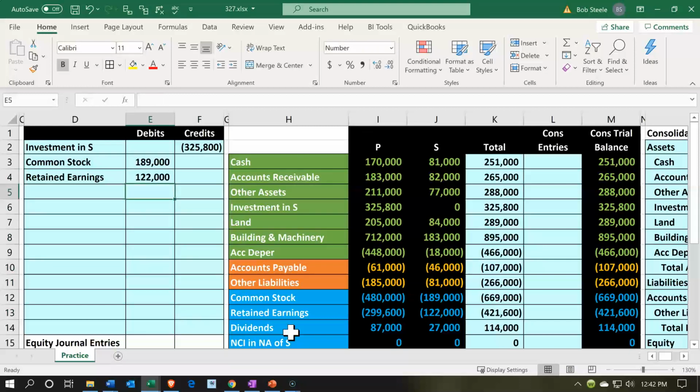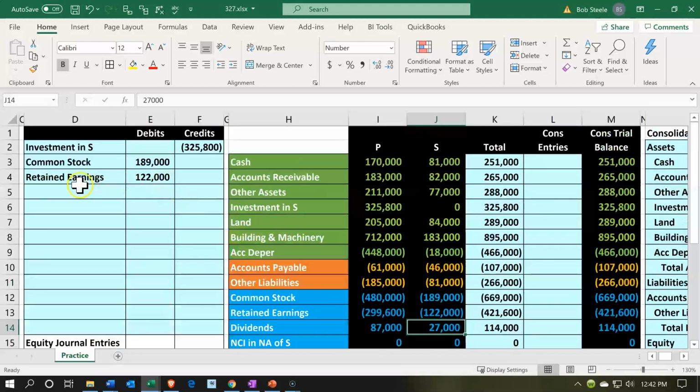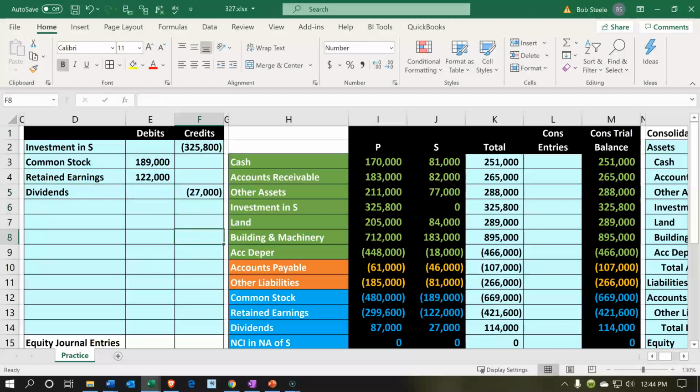122, and then we're going to say the dividends need to go, and once again we're going to take out the entire dividends here. So the 27,000, we're going to be removing the dividends. So I'm going to say this equals the dividends, and I'm going to be crediting the dividends for the 27,000. So we'll remove the dividends. So at this point, we took off the investment, which is our entire investment up here, and then we took out basically the equity section thus far.